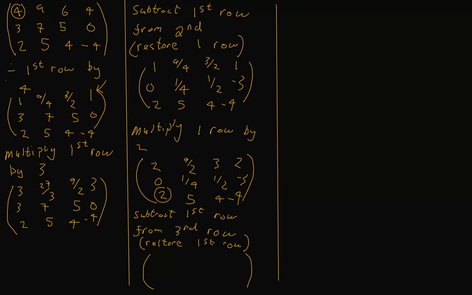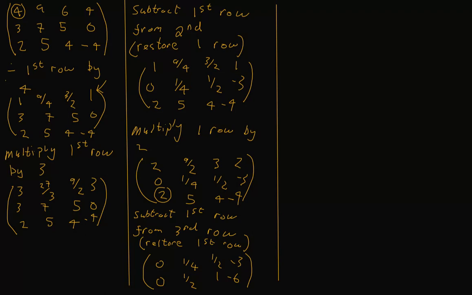Okay, so if we subtract the first row from the third row, let's do the third row first. So we get 0, half, 1, and negative 6. We haven't done anything to the second row, so it remains the same. 0, 1 over 4, half, negative 3. And we are restoring the first row.